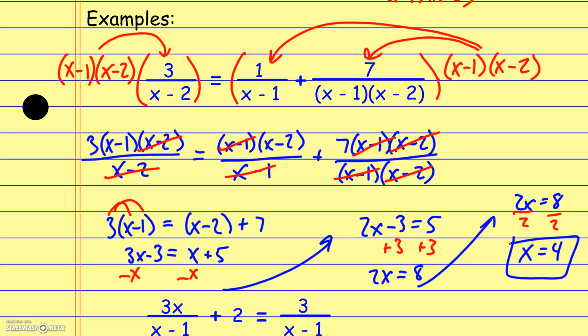And the last thing we need to do is we need to check to make sure this isn't one of our domain restrictions. So as you look through at these denominators, here I'd have a domain restriction that x can't equal 2. Here x can't equal a 1. And here x can't equal 1 or 2. 4 is not one of those, so 4 is an okay solution. So x equals 4 is my solution for this one. So make sure you check for extraneous solutions.